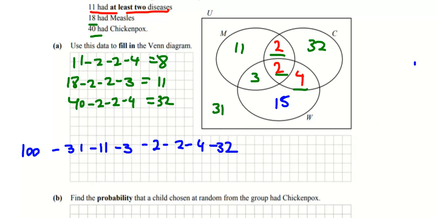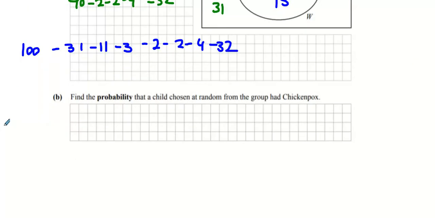Okay. Find the probability that the child chosen at random from the group had chickenpox. Well, how many people had chickenpox? 32 plus 4 plus 4. I think that's 40 people out of the 100. It doesn't say chickenpox only, it says chickenpox, so you could have more than one. 40 divided by 100 is 4 out of 10, which is 2 out of 5.